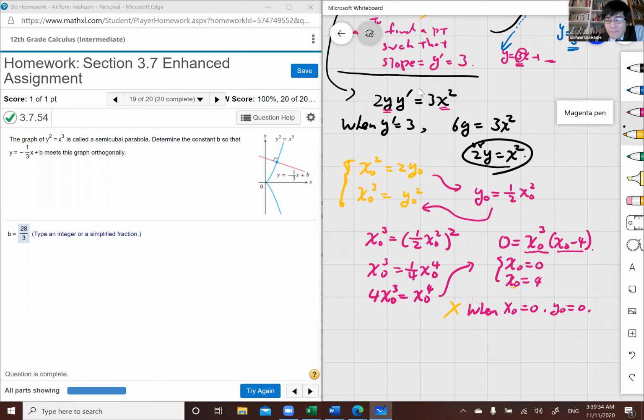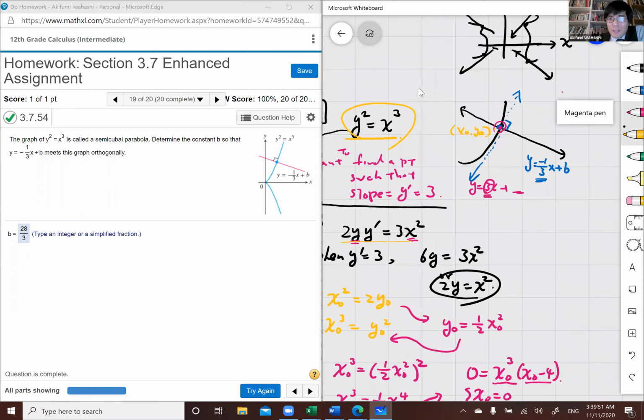Okay, when x naught is equal to 4, y naught is actually equal to 8. And in that case, that satisfies this equation, and that's going to be the point on the curve. So now we know that this point is (4, 8).